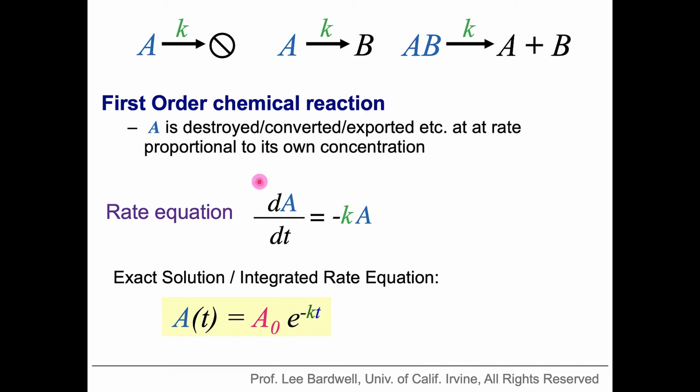After some rearrangement, we can integrate each side of this rate equation to obtain the integrated rate equation. And this is another example where we can get an exact symbolic solution as our integrated rate equation. And that solution is A of t, A at any time t, equals A naught e to the negative kt.